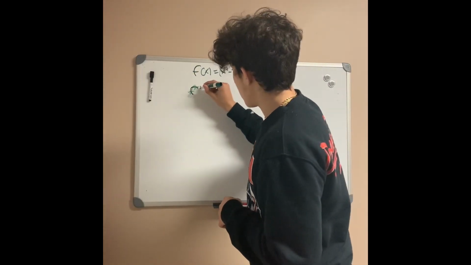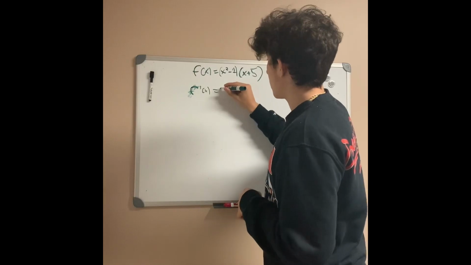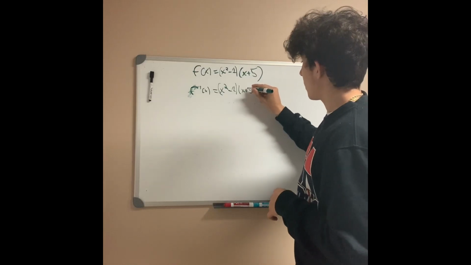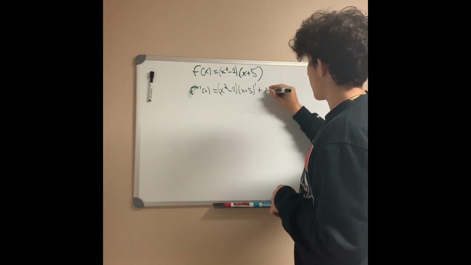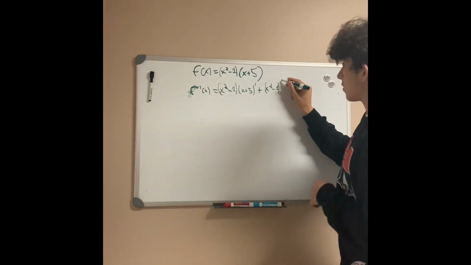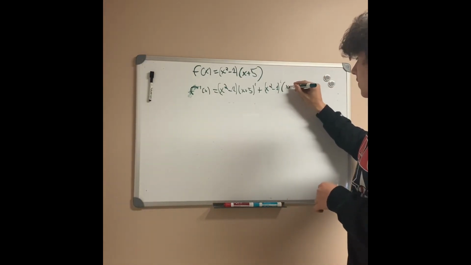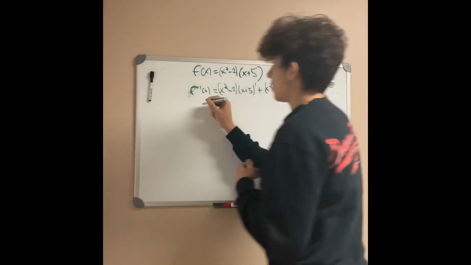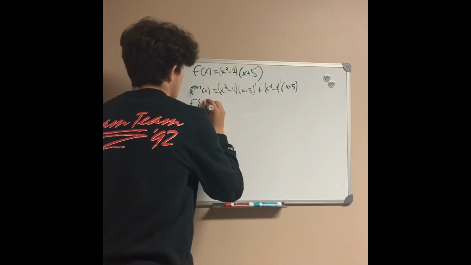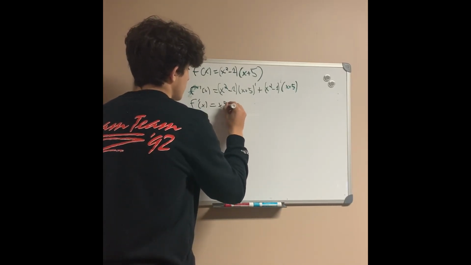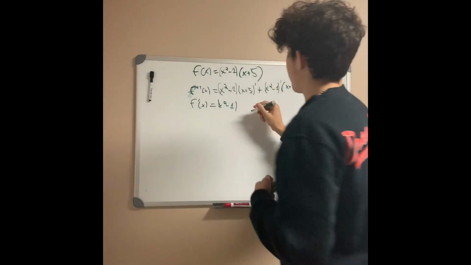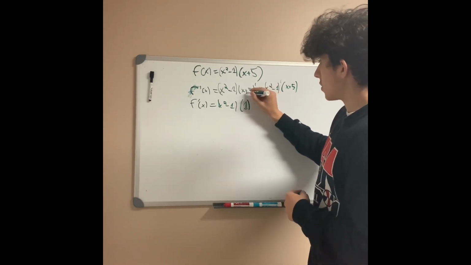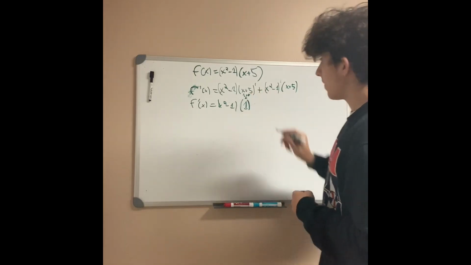So f prime of x is equal to x squared minus 1 times the derivative of x plus 5, plus the derivative of x squared minus 1, times x plus 5. So now let's actually start doing the derivative out. f prime of x is equal to, and we're just going to keep that x squared minus 1. We're not using the derivative of that. We're going to use the derivative of this, so it's times 1, because the derivative of x is just 1. The derivative of 5 is 0, so 1 plus 0, so 1.